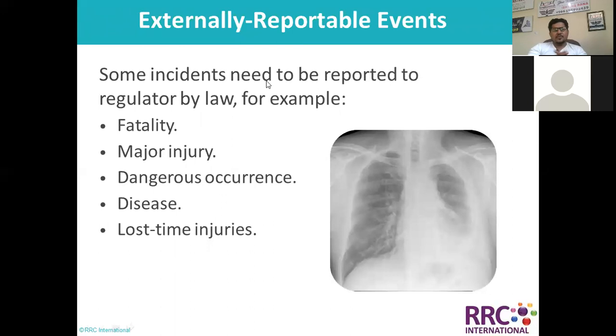Now, external reportable events: some incidents need to be reported, especially to the regulator by law. For example, fatality, major injury, dangerous accident, disease, and lost time injuries. We are legally responsible to report about fatalities, major injuries, dangerous accidents, disease, and lost time injuries. Legally, we are responsible to report. And if we don't report, it's a legal violation.